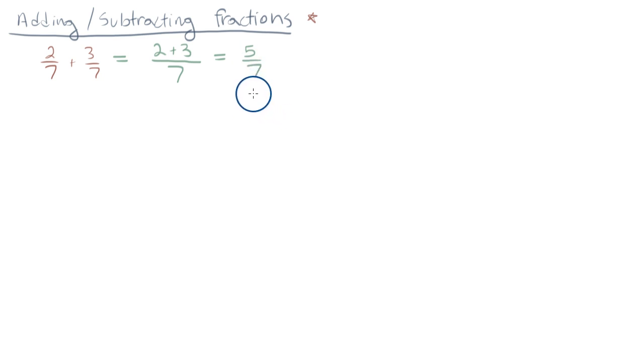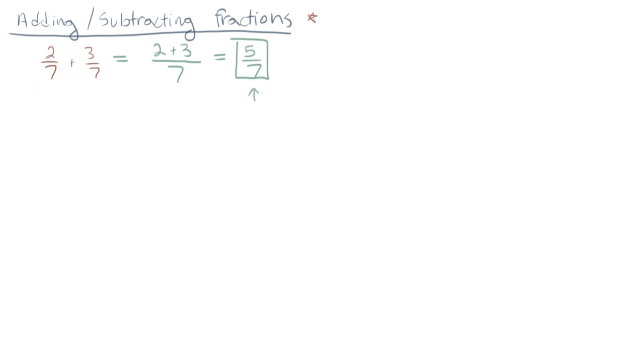Once you add or subtract, you always want to do a quick check and see, is this fraction fully simplified? And since we have 5/7 here, this is something that we cannot divide 5 or 7 evenly by another number other than 1, which means this is our final answer, 5/7. Again, that was very easy to do because our denominators were the same.